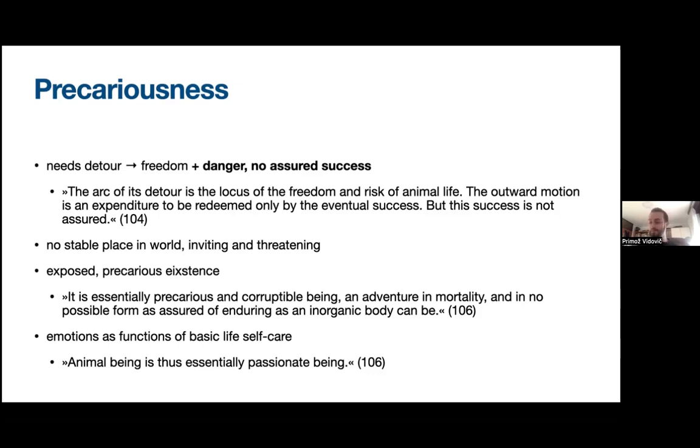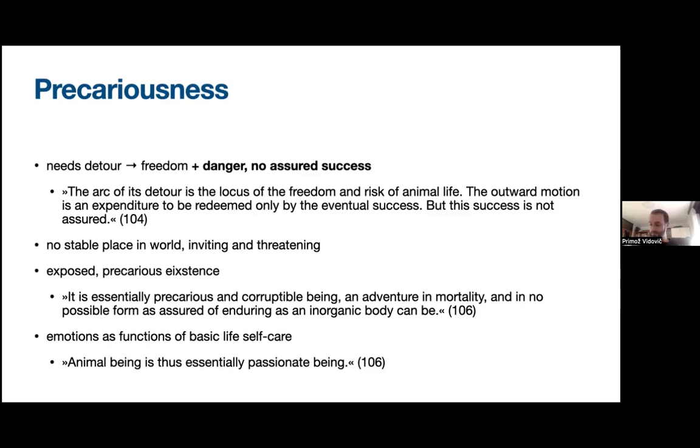So the animal heads out into the world to get its food, but it also has to flee from the world if it is food for someone. The world is consequently both inviting for it, but also threatening. And the animal has no real stable place for itself in the world. It's exposed, it has to be alert, it has to notice things that are happening around it. It can't simply relax and simply be dormant like a plant. And it also has to desire to get to the goals that it needs to maintain itself. And these desires are, again, the emotions which Jonas brought up.